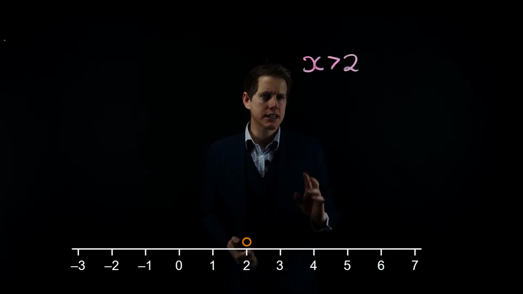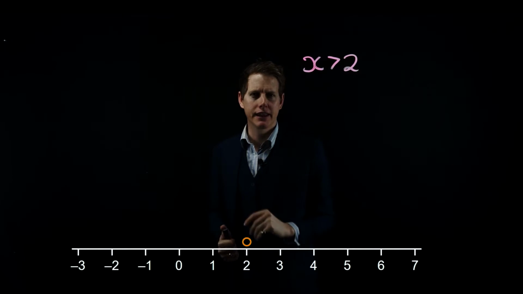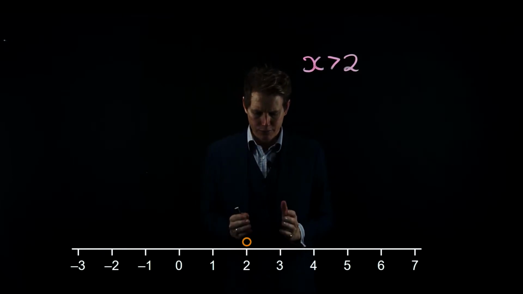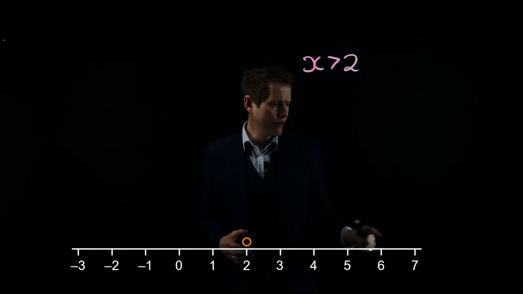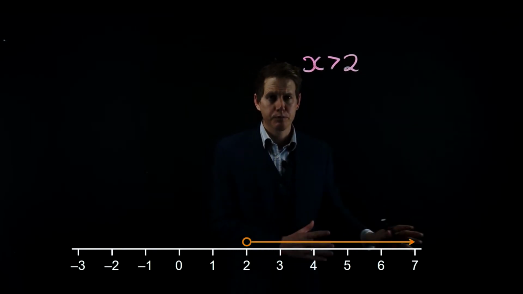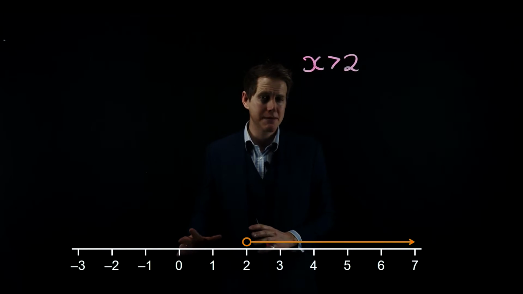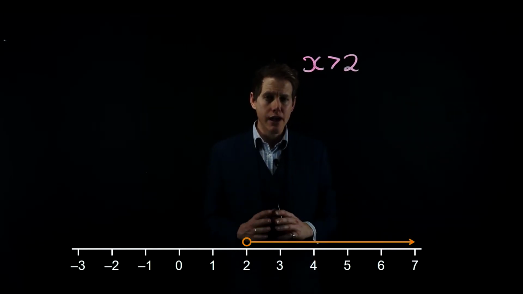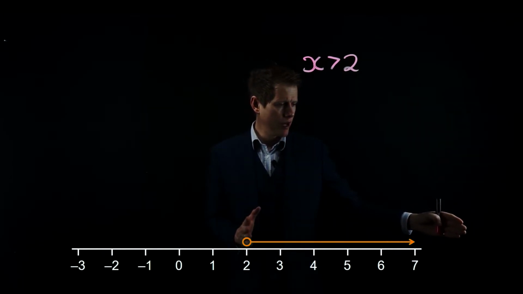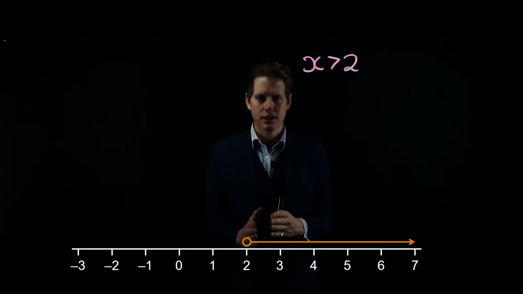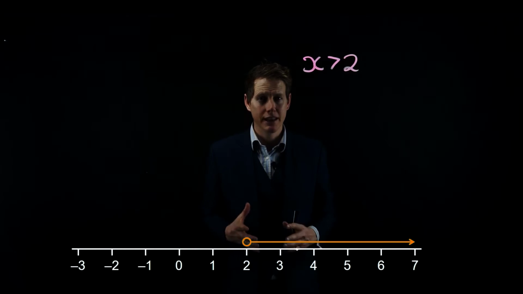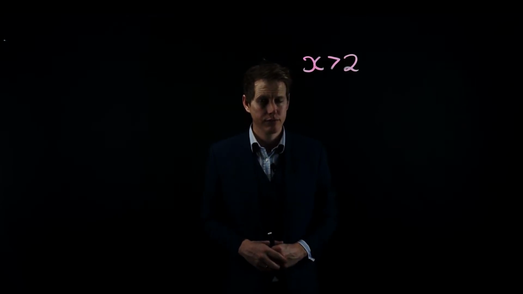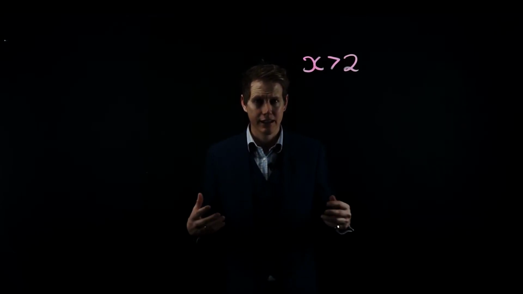And then we need to consider the rest of it. X is bigger than 2. So once I've put my hollow circle at 2, I need to draw a line with an arrow in the positive direction, because it's bigger than 2. So everywhere along that line, x is bigger than 2, so that's included in our inequality. And we use a hollow circle because it's bigger than 2, but it doesn't include 2. Right, let's have a look at another example.